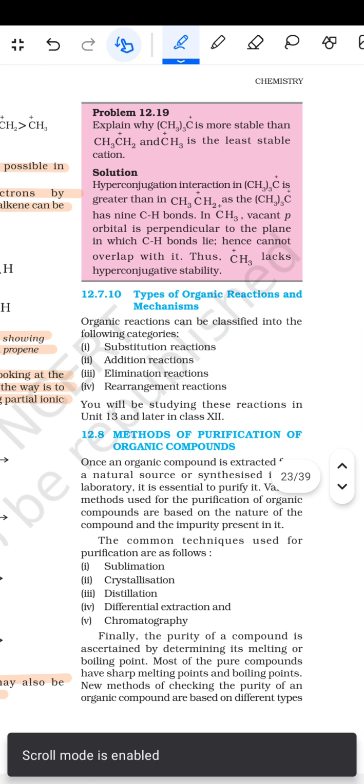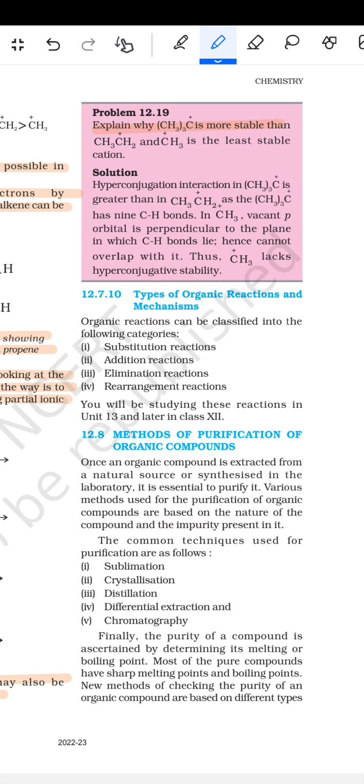Now explain why tertiary methyl cation is more stable than the secondary or primary, and the methyl cation is the least stable. तो hyperconjugation interaction in the (CH3)3C plus is greater than in the CH3CH2 plus, as in the (CH3)3C plus there are 9 C-H bonds. In the CH3 plus, the vacant p orbital is perpendicular to the plane in which the C-H bonds lie, hence cannot overlap with it. The CH3 plus lacks hyperconjugative stability.